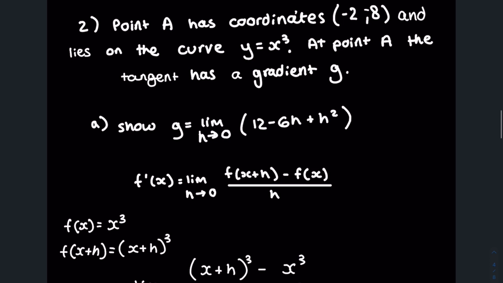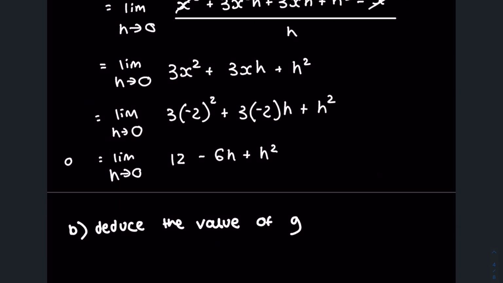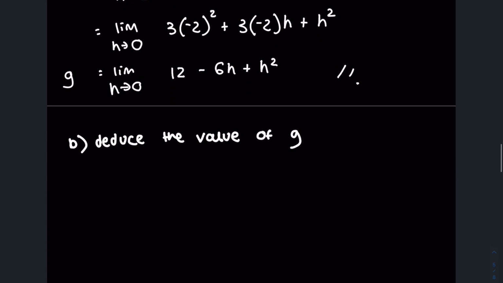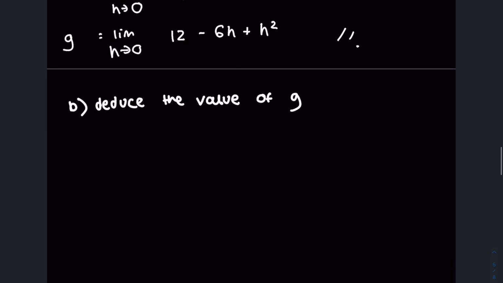And that is exactly what they asked for. So part A, and we're going to call this G since it's the gradient at A, is proven like that. Then we go into part B where it says deduce the value of G. And what this is just saying is finish off basically what you started. Find out what G is.